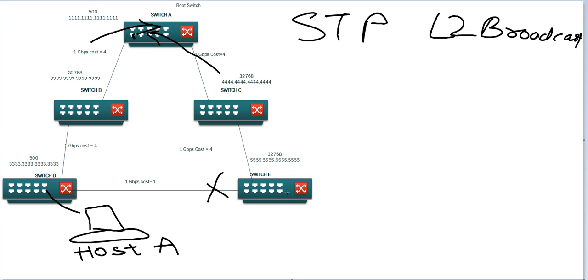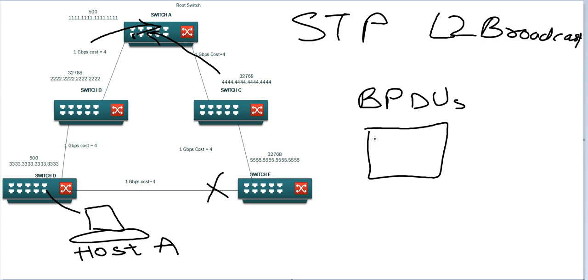STP switches exchange what we call BPDUs, bridge protocol data units, with other connected switches to build the topology database. So they will have a database built which will have a lot of information about the switches and which port is connected, what the bandwidth is, and a few other things. But essentially it's going to build a topology database.